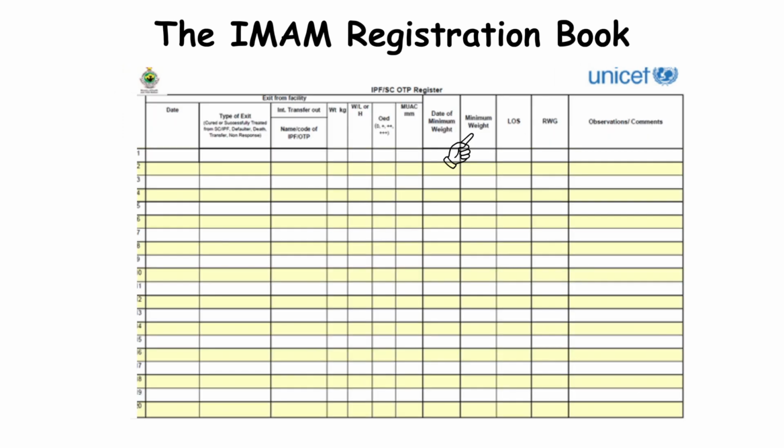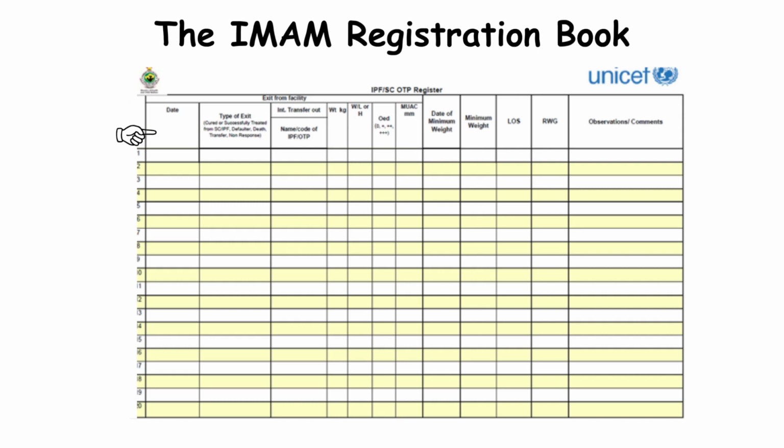Minimum weight. This is the minimum weight ever reached during his stay in the program and can be found in the multi-chart. It is not necessarily the same as the admission weight, especially for children with edema. Always verify before recording. Date of minimum weight. This is the date the minimum weight was recorded. If the minimum weight was the admission weight, then the date of minimum weight is the date of admission.